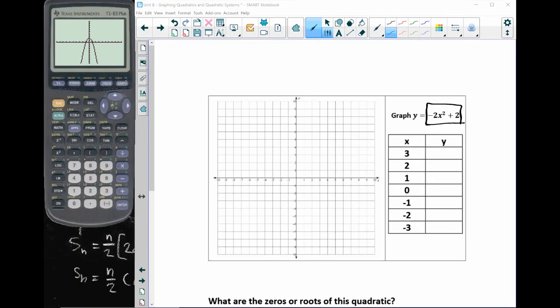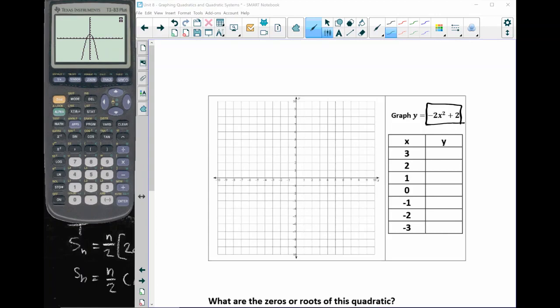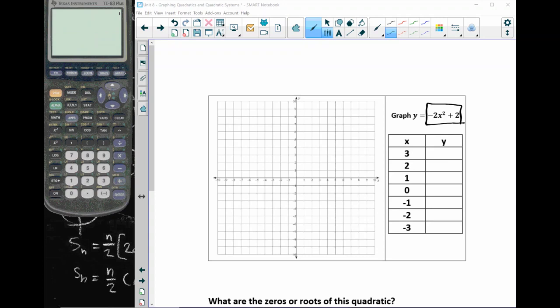Now here you can see that I have an upside down parabola. We've been used to working with parabolas that look like bowls. This one looks like a hill or a mountain. Now I can hit second, and then graph to get a table of values. Let me see if I can use my mouse here.